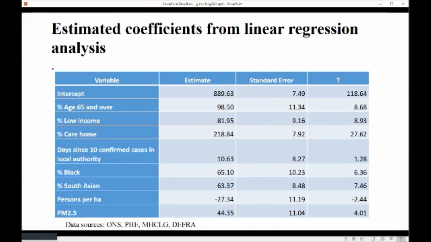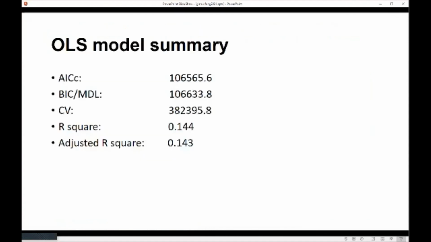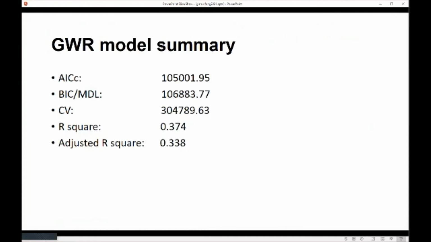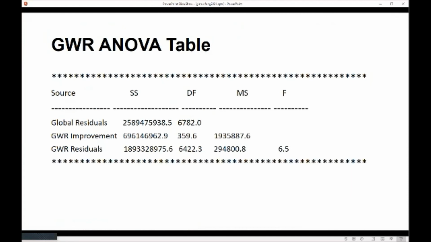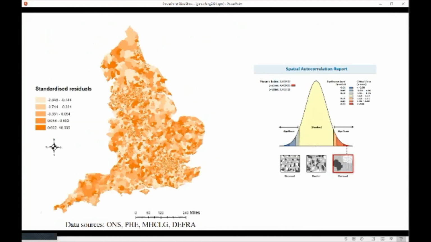So you can see percentage of care home obviously is the strongest effect. And overall, the model R square explains about 14%, not that good, but still useful. And we carried out the GWR, R square improved. And if we carry out the F-test, it shows there is a significant improvement over the ordinary least squares regression.